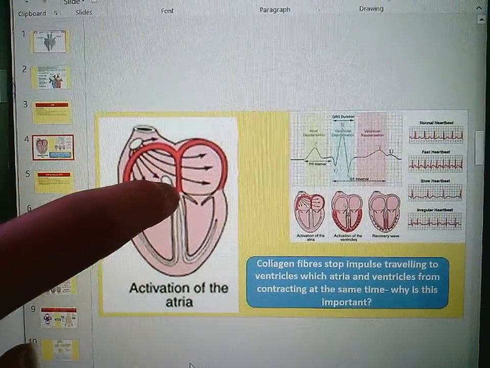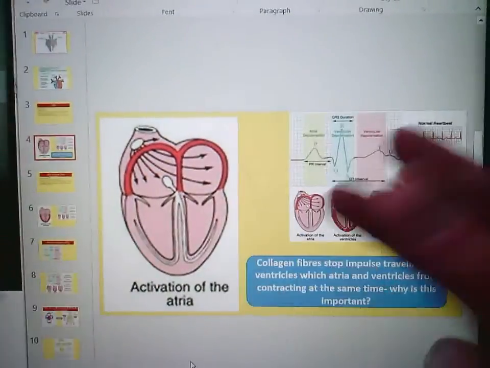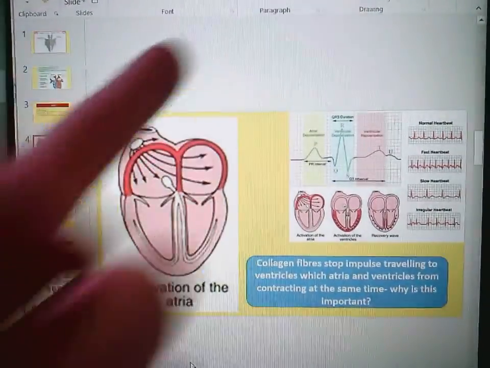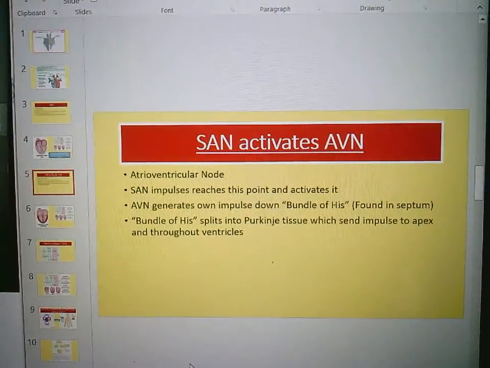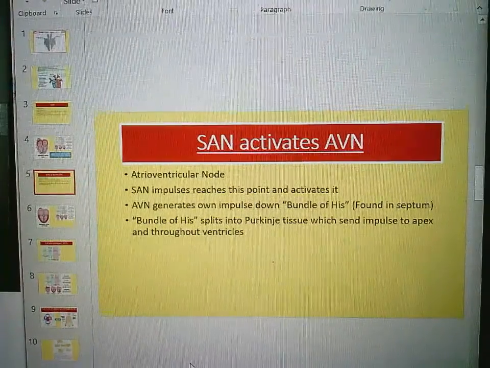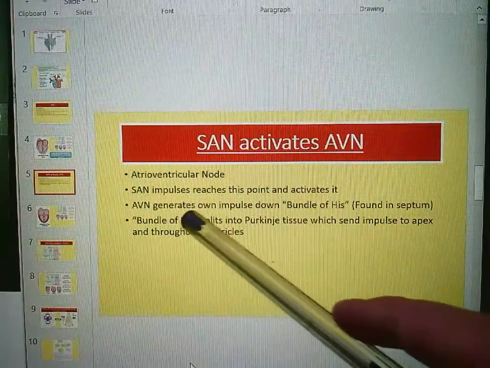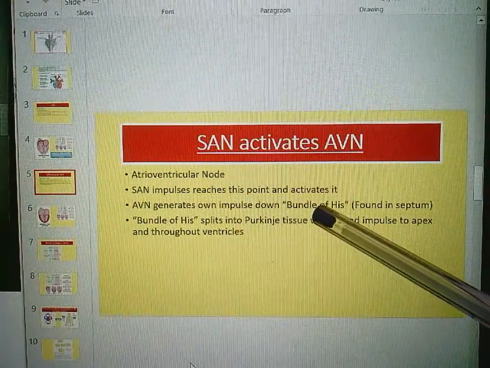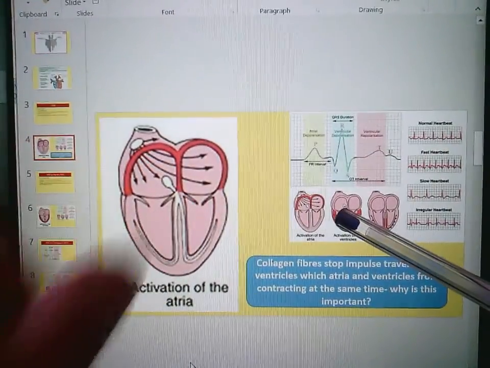You then here, well, that's a bit lopsided, have the atrioventricular node, which again is going to come around and squeeze and push that blood up and out of the heart. So we say that the SAN, or the sinoatrial node, activates the AVN, the atrioventricular node. It says AVN generates own impulse down bundle of His. Now the bundle of His is just that middle bit there. That's what that's called.